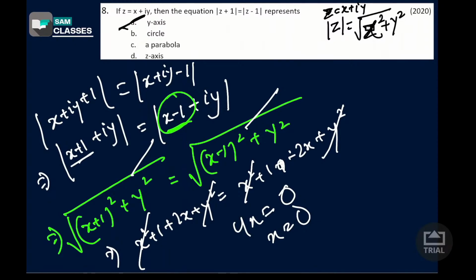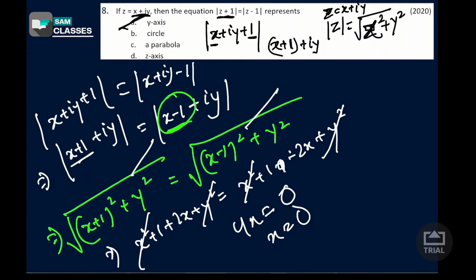How did you get x plus 1? See bro, here, this z is x plus iy. I have to get z plus 1. So x plus iy plus 1. So 1 is real, x is real. What will happen? The real part of this complex number is what? x plus 1. And the imaginary part is what? iy. Got it? I brought the real part together, bro. Nothing more than that. Clear?